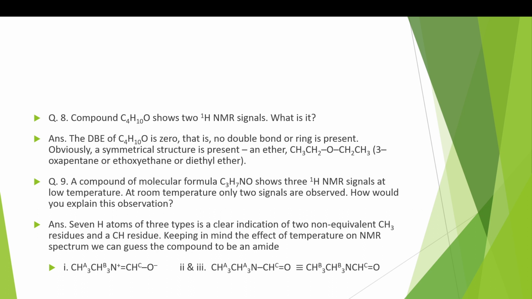Question 9 is C3H7NO, which shows 3 signals at low temperature, 2 signals at room temperature. It means clearly this is a case of the effect of temperature. You see in dimethylformamide, the 2 methyl group hydrogens are not equivalent at low temperature due to restricted rotation. At room temperature, rotation is fast. The two methyls no longer remain non-identical. They become equivalent.